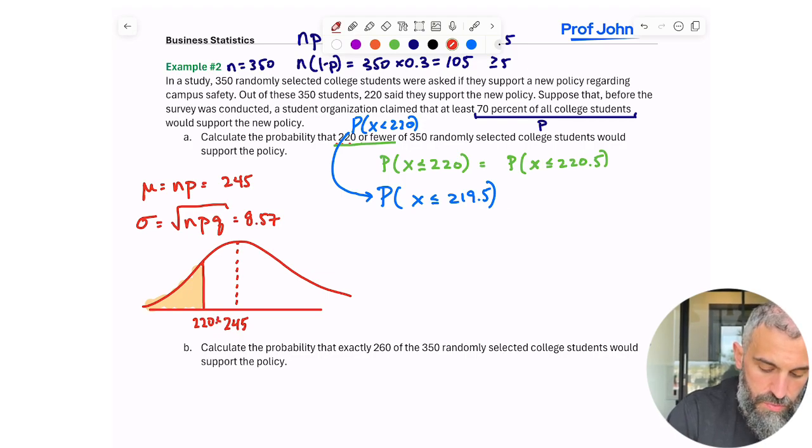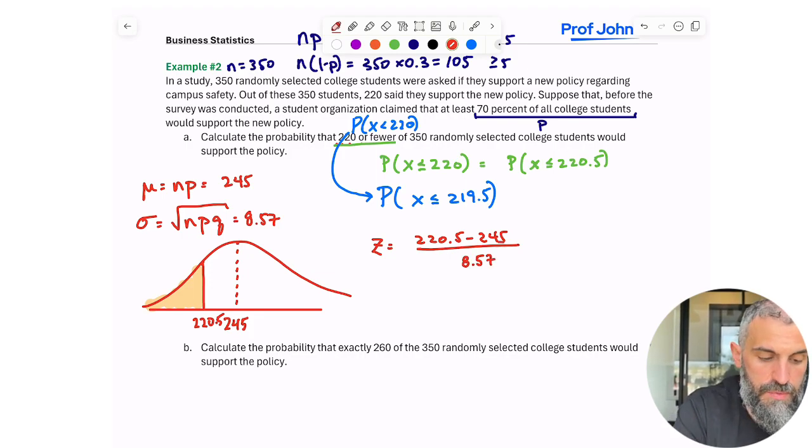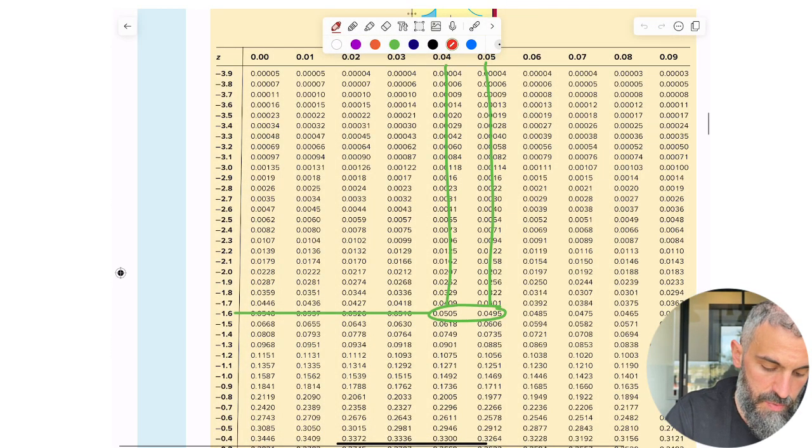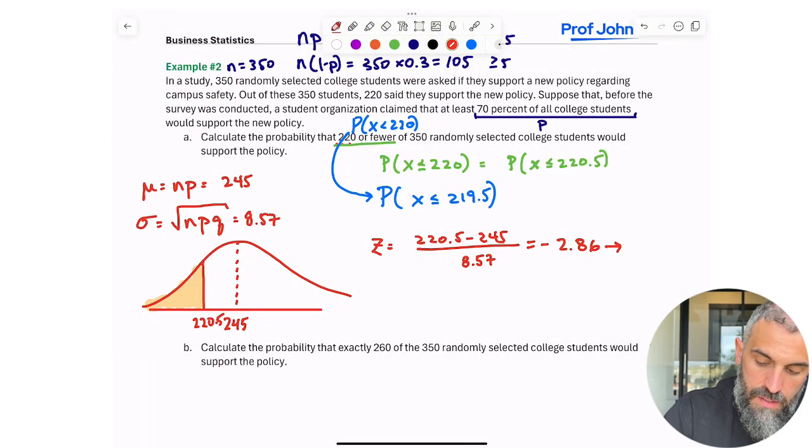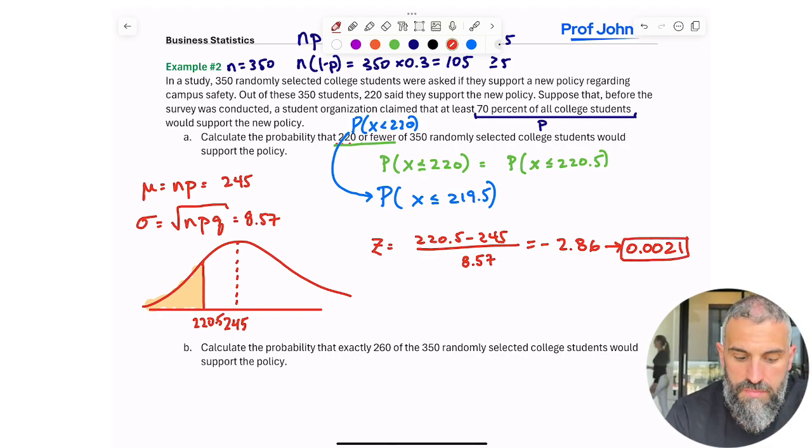So we're actually looking for 220.5. I'm going to find my z-score using 220.5 instead of 220. X minus mu over the standard deviation, just like we've been doing this entire chapter. So 220.5 minus 245 divided by 8.57 is negative 2.86. We go look that up in the table. Negative 2.8 and 6: 0.0021. That's our answer. So we want the area to the left, and that's it.